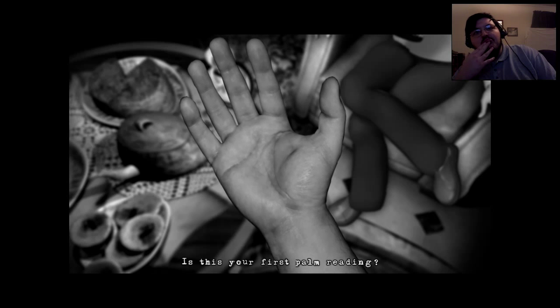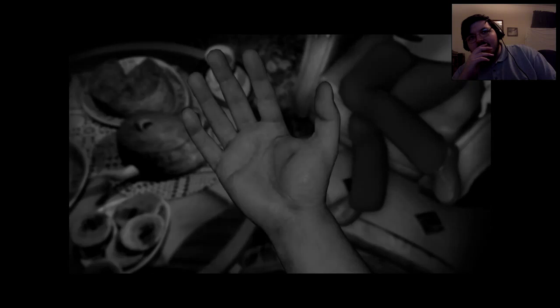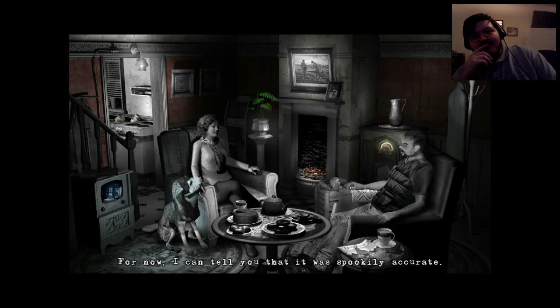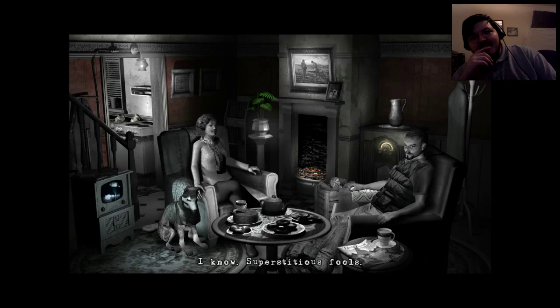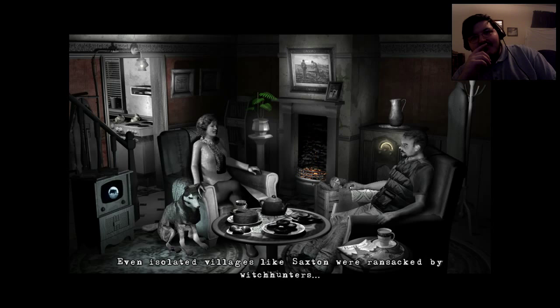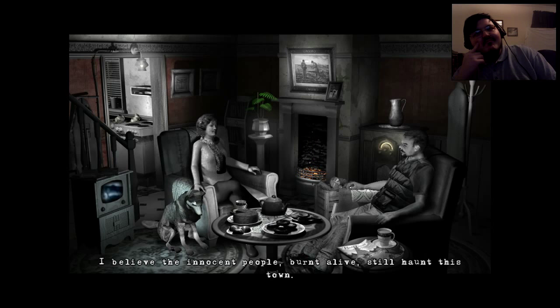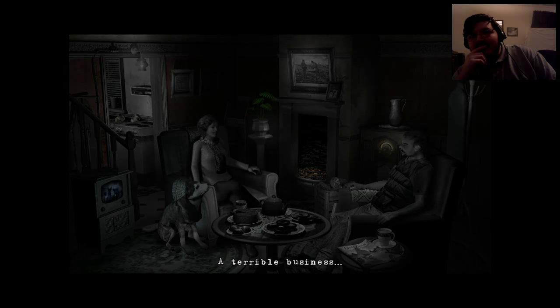Is this your first palm reading? Yes, actually. I didn't realise the palm could be so revealing. Was it accurate? Ah, that would be telling. For now, I can tell you it was spookily accurate. Things to burn people for these kind of skills, you know. I know, superstitious fools. Even isolated villages like Saxton were ransacked by witch hunters, angry torch-bearing thugs, and the paranoid religious zealots of the abbey. I believe the innocent people, burned alive, still haunt this town. They are seeking justice for their deaths. A terrible business.